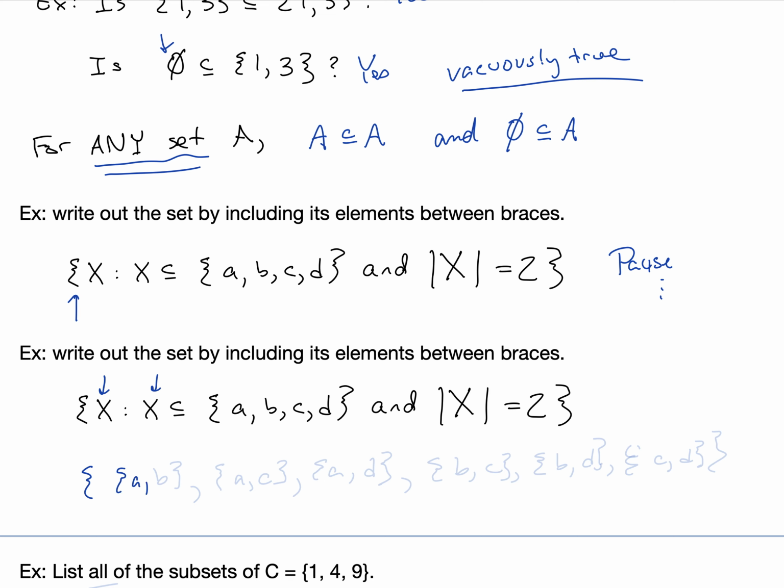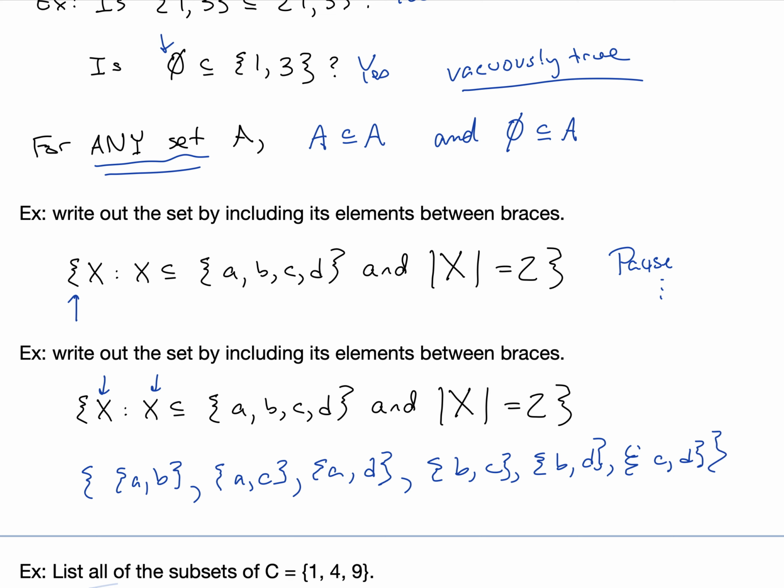Well, the set A, comma B is a subset of that set, and the set A, comma B has 2 elements, so that fits the criteria. The set A, comma C would also fit that criteria, as would the set A, comma D, and the set B, comma C, the set B, comma D, and the set C, comma D.